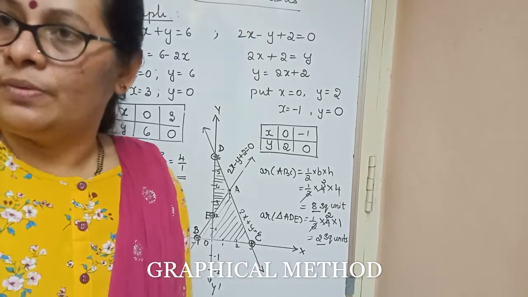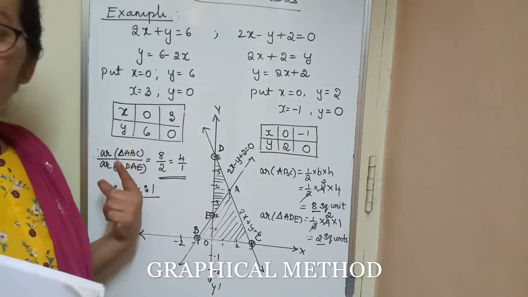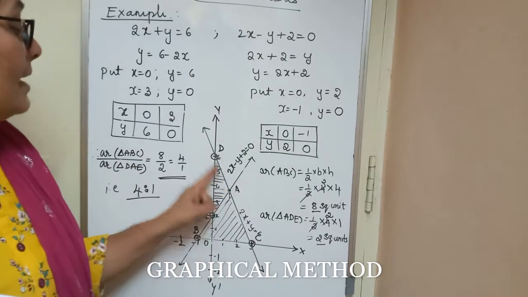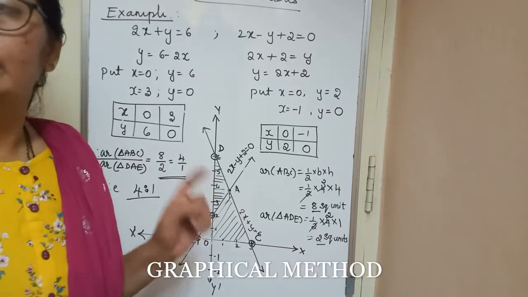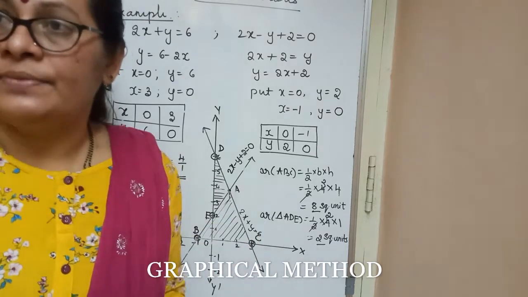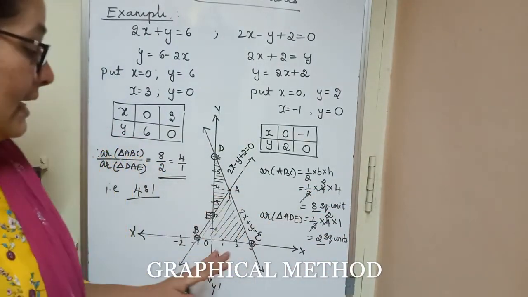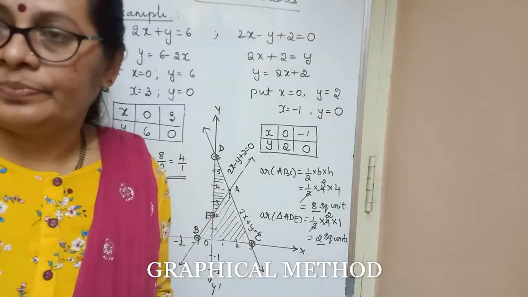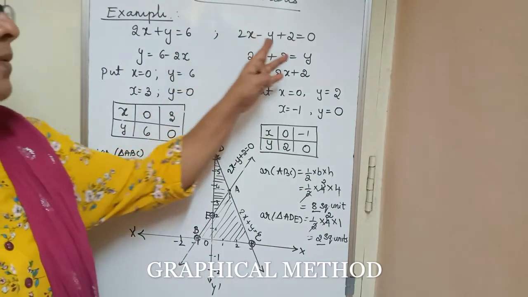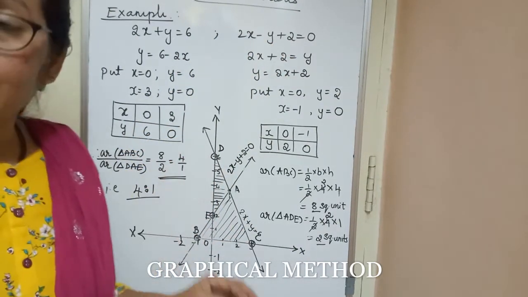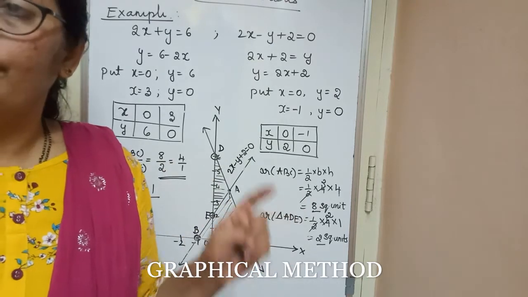Now find the ratio of their areas. To find the ratio, area of triangle ABC by area of triangle ADE, that is 8 by 2, which is 4 by 1. So the ratio of the areas of the triangle on the x-axis to the y-axis is 4:1. Here you got to know that this type of graph, with intersecting lines, gives only one solution. We call it a consistent pair of equations.